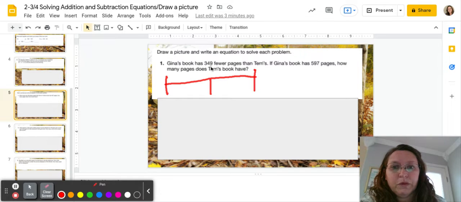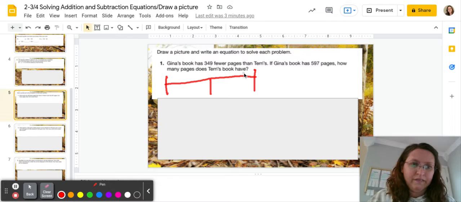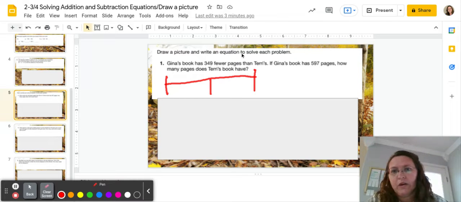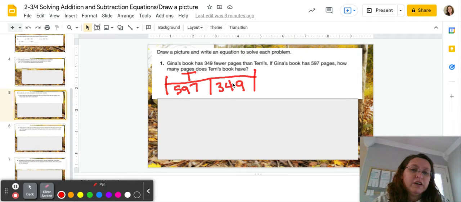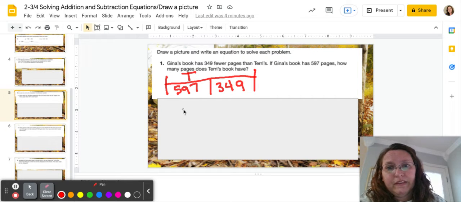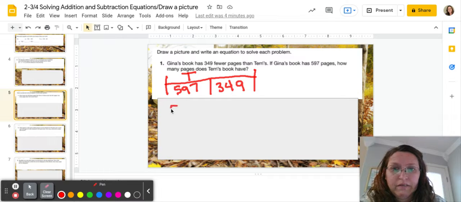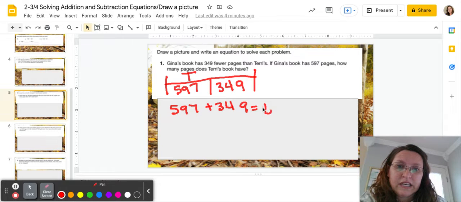So it says Gina's book has 349 fewer pages than Terry's. If Gina's book has 597 pages, how many pages does Terry's book have? If I am solving this problem, the first thing I know is that I don't know how many pages. But I'm going to put a T for Terry. But I do know that Gina's book has 597 pages, and there's an additional 349 pages to total the amount of pages that Terry's book has. So in this example right here, I'm going to take both my parts, 597 plus 349 equals T.